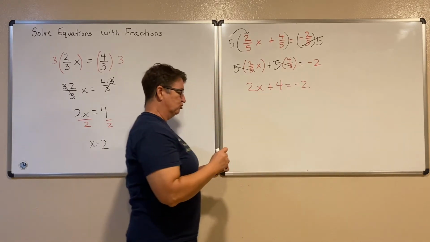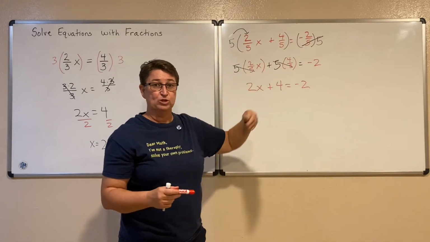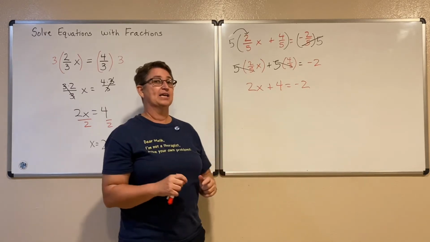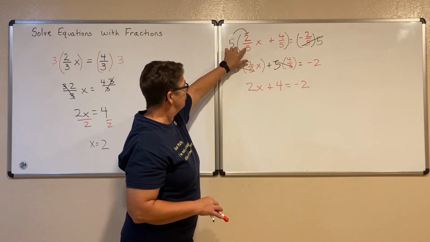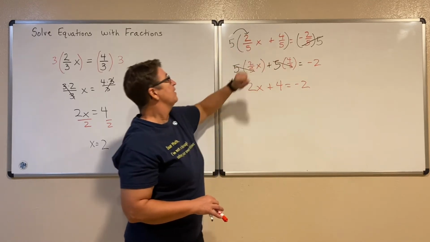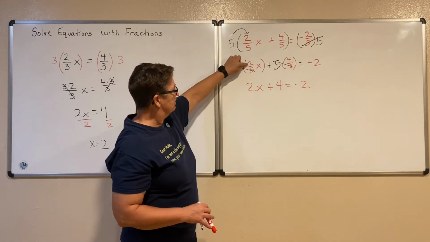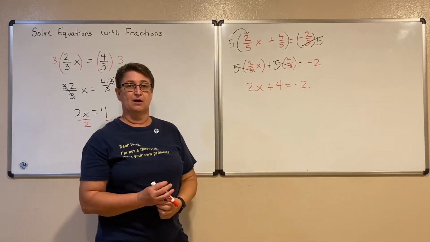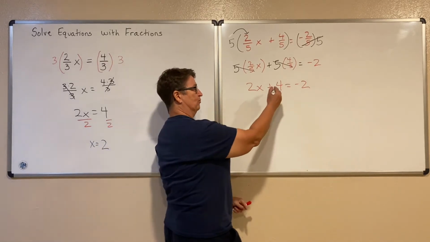So when I choose 5 to multiply both sides by, which I can do in an equation as long as I keep it balanced, I can multiply both sides by the same number, then those 5s make that 1, and then it just leaves me with the numerator times my variable there. Now I can solve this equation like I normally would.